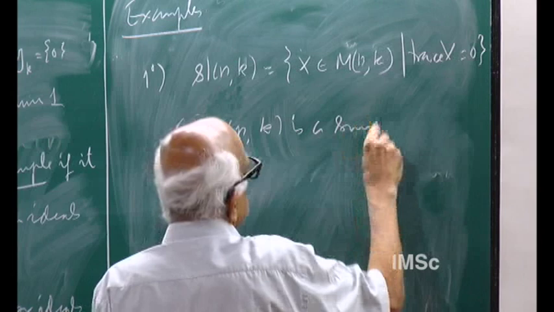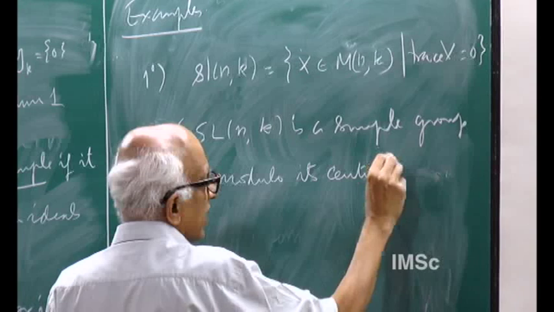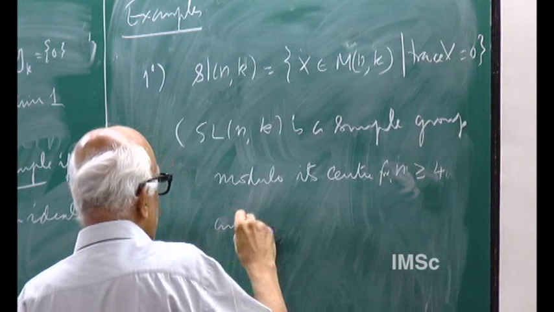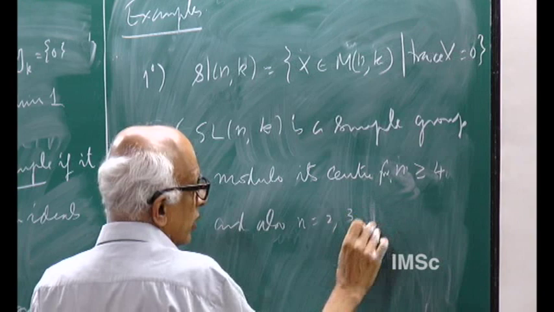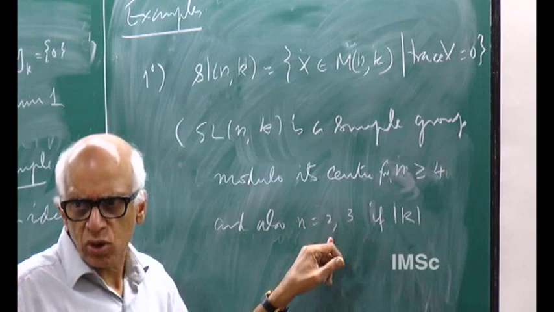Modulo its center, provided K... it's always true for n greater than or equal to 4, and for n greater than or equal to 0, and also for n equal to 2, 3 if you avoid some cases. In the case of 2, there are some low cardinality fields which are to be avoided. In the case of 3, again, some low cardinality fields, I don't remember which ones. I'll leave it at that.